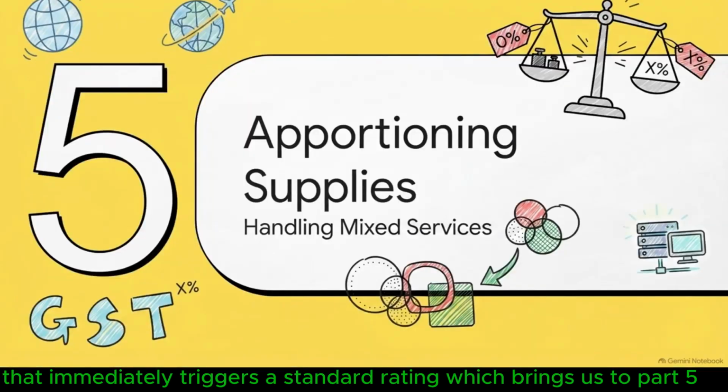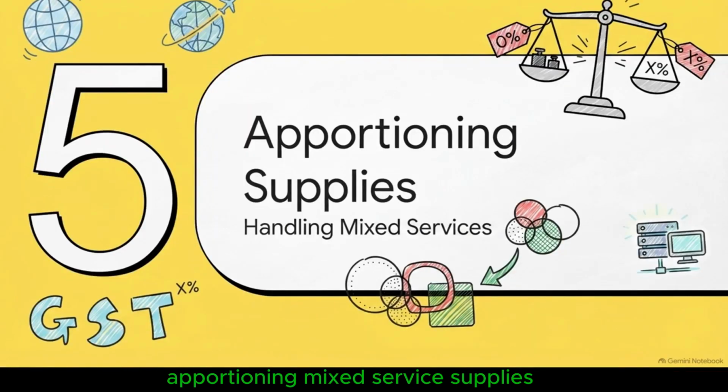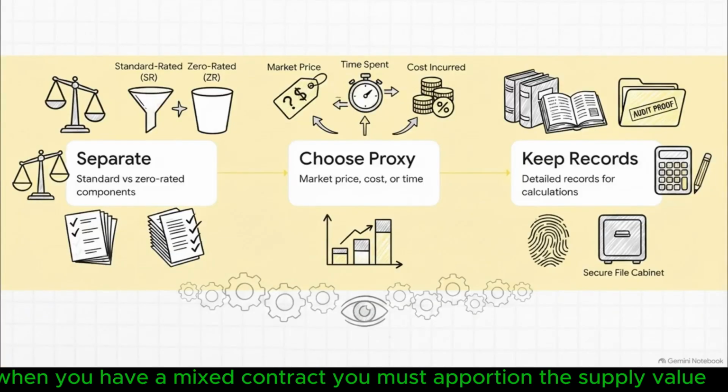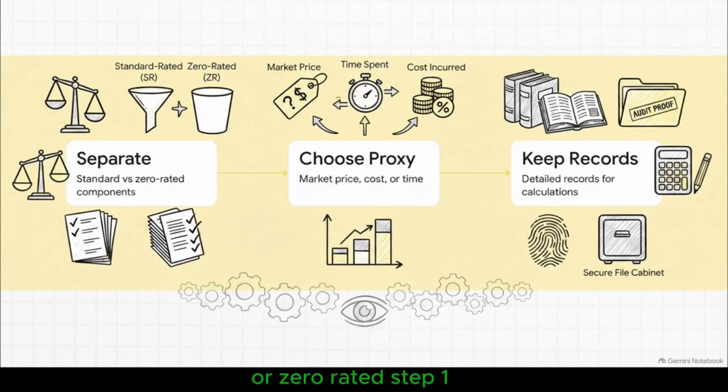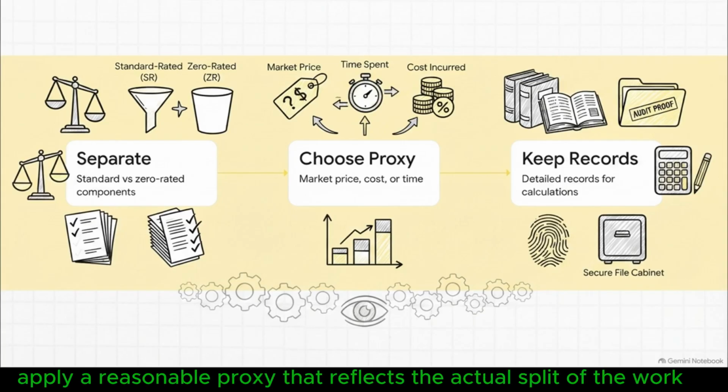Which brings us to Part 5, apportioning mixed service supplies. This is the exact solution for handling contracts that contain both zero-rated and standard-rated elements, just like CyberSide's post-sales services. When you have a mixed contract, you must apportion the supply value. You can't just lazily treat the whole thing as standard-rated or zero-rated. Step 1, carefully separate the standard-rated components from the zero-rated ones. Step 2, apply a reasonable proxy that reflects the actual split of the work.